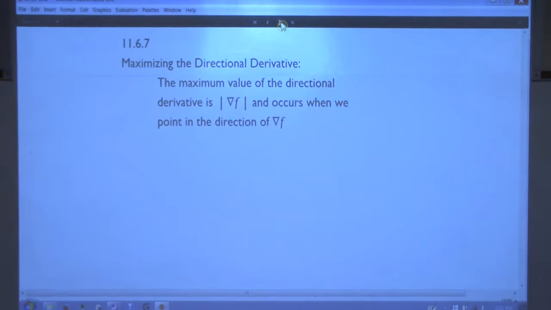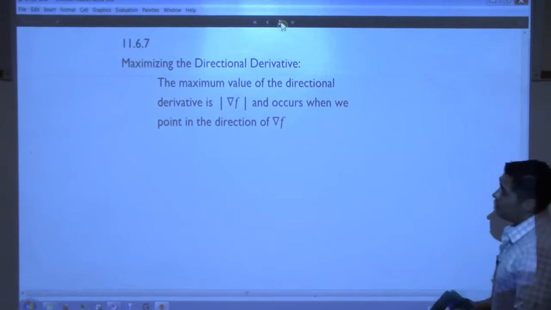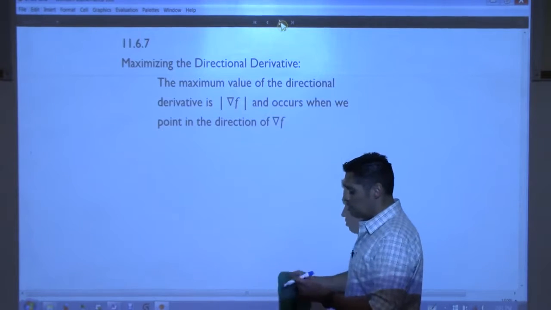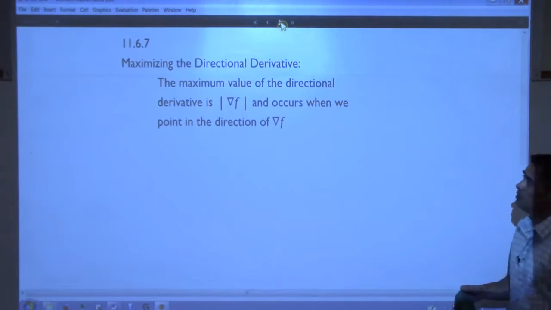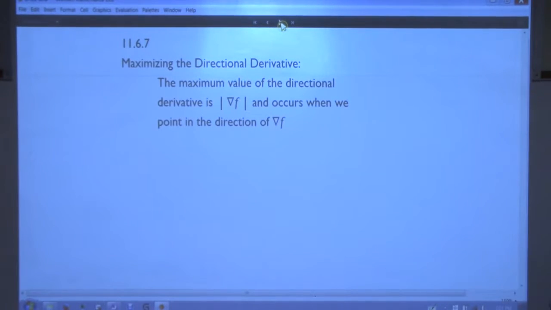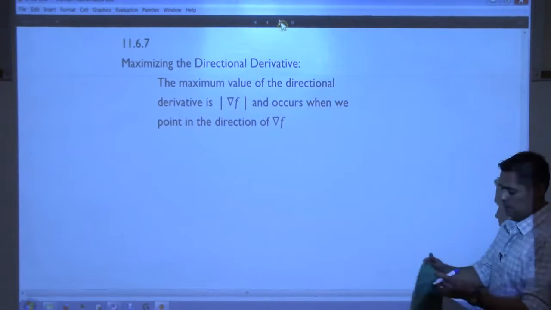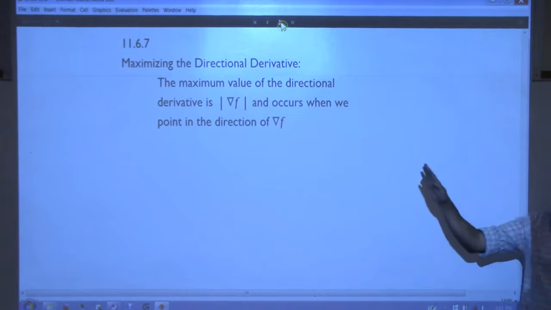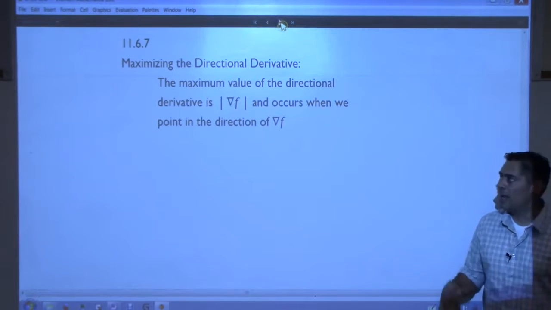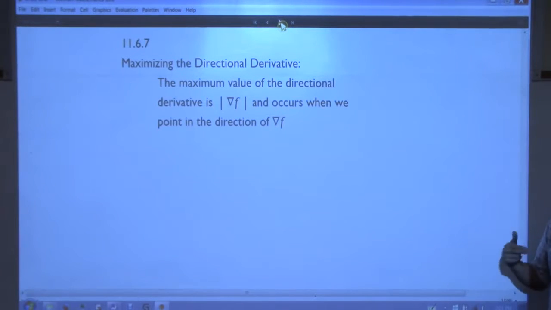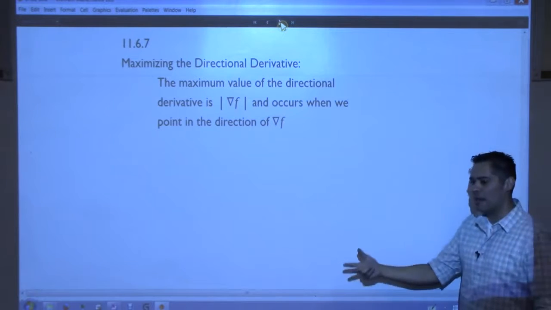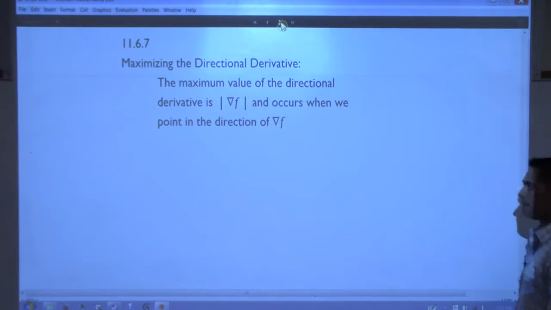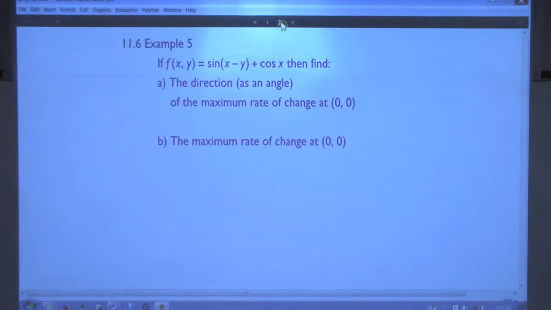So this is the summary of it right here. Maximize the directional derivative. The maximum value of the directional derivative is the magnitude of the gradient. The length of the gradient vector is the steepest slope you're ever going to have. And it occurs when we point in the direction of the gradient. Remember that. That's a big note right there.